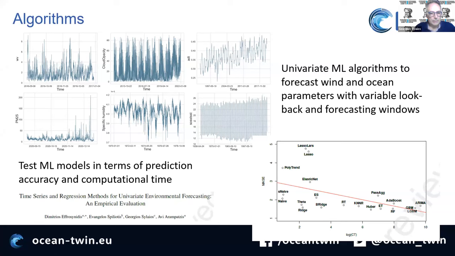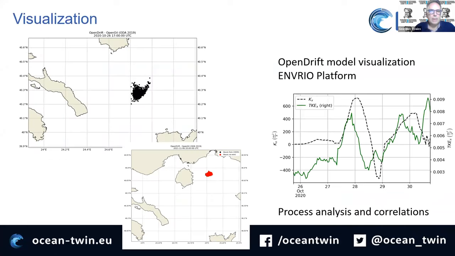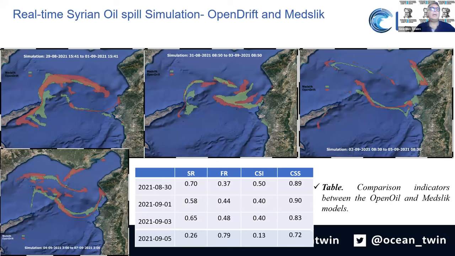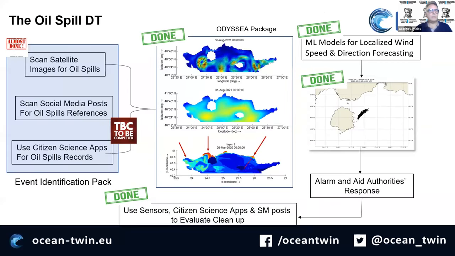In terms of visualization, I will show you at the end of my presentation the platform that we have developed, which gives us an opportunity really to visualize our data. And finally, we are able really to validate the model results with the satellite images. So here you see several metrics we have developed in order to see whether the model is capable really to simulate adequately the dispersion of oil spill in the hydrodynamic field. So this is more or less the components that we are using in the oil spill digital twin.